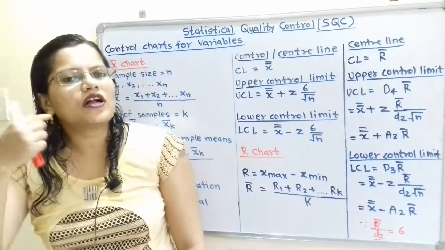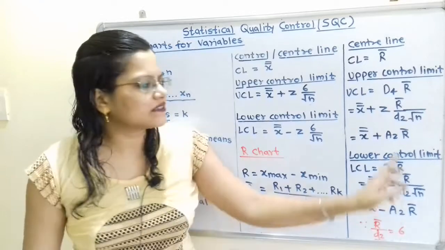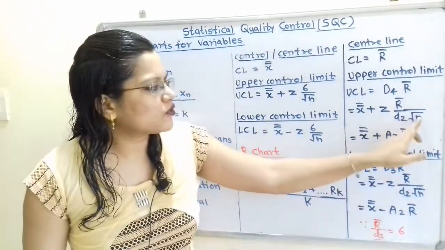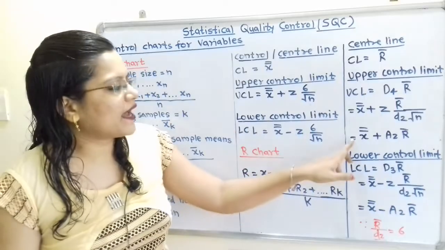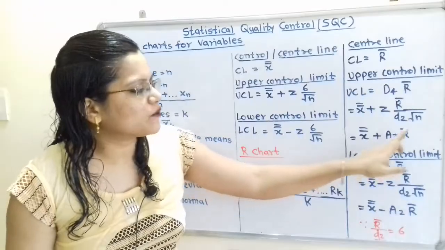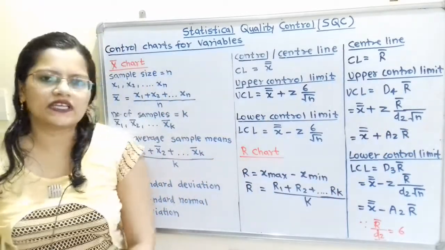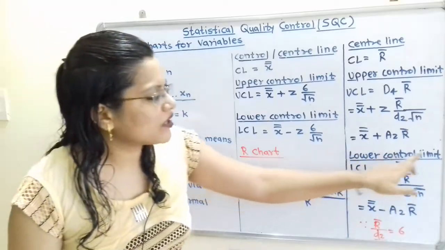So this d2 is also mentioned in that chart provided, and that also depends on the sample size n. And here under root of n, that is the sample size. Then the next formula is x double bar plus A2 R bar. So this value of A2 is also mentioned in this control chart. Then the lower control limit.